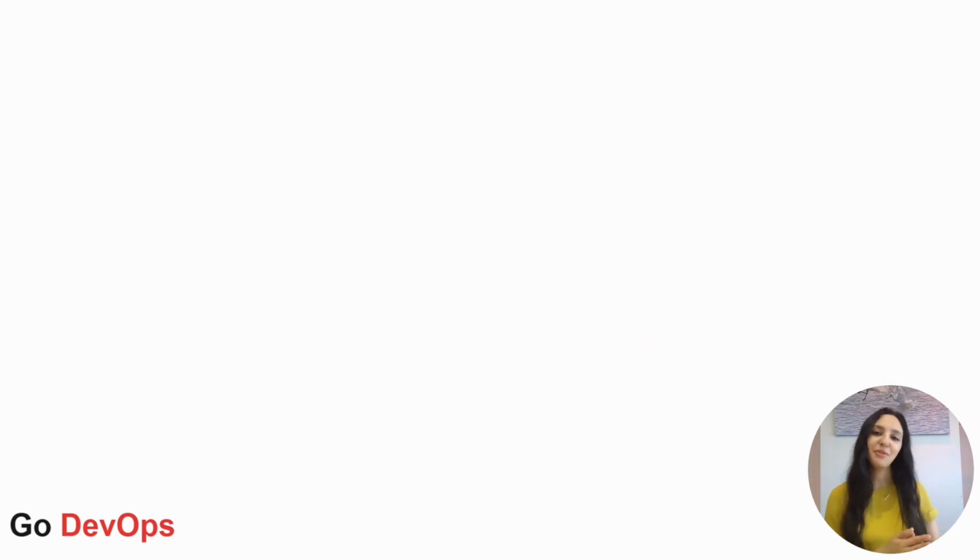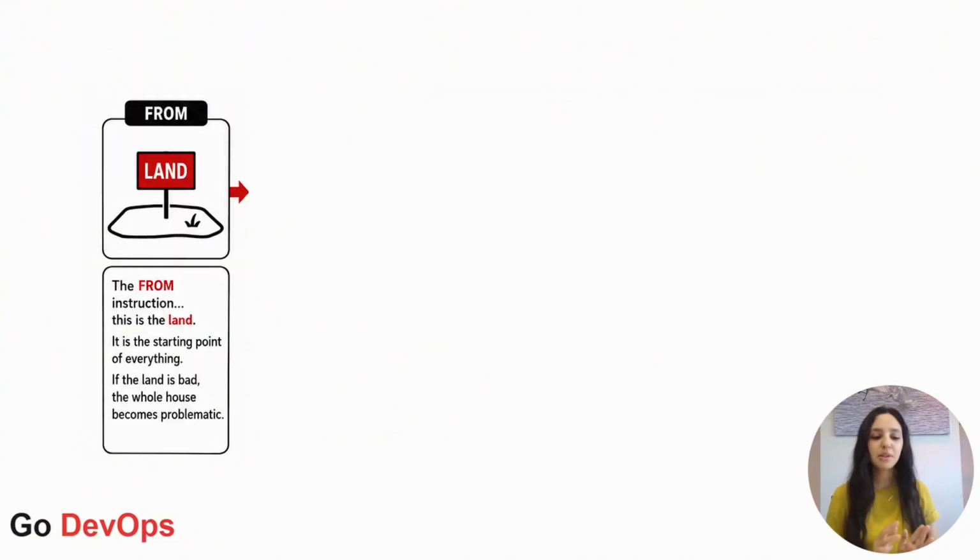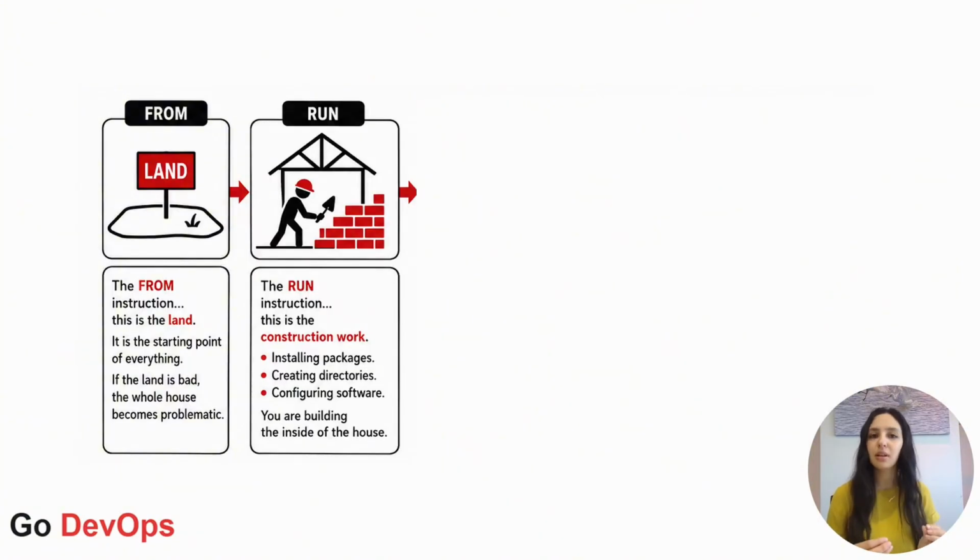So let me give you an analogy. Think about a container file like building a house. The FROM instruction, this is the land. It is the starting point of everything. So if the land is bad, the whole house becomes problematic. The RUN instruction, this is the construction work. So installing packages, creating directories, configuring software, and you are building the inside of the house.